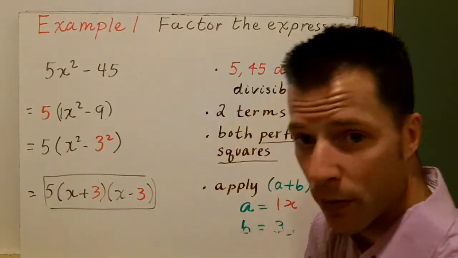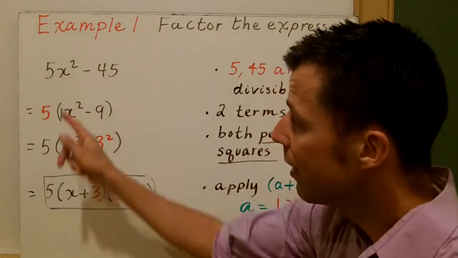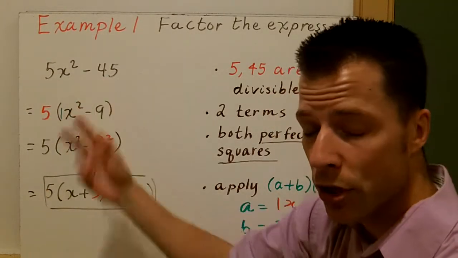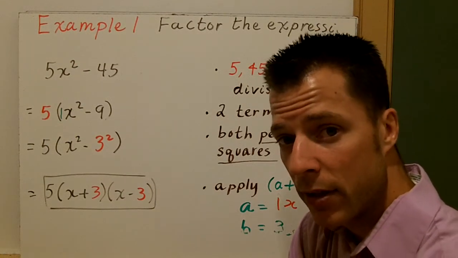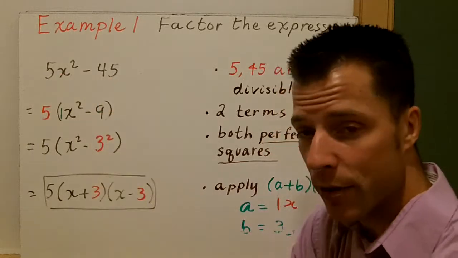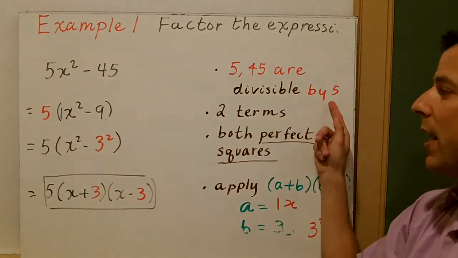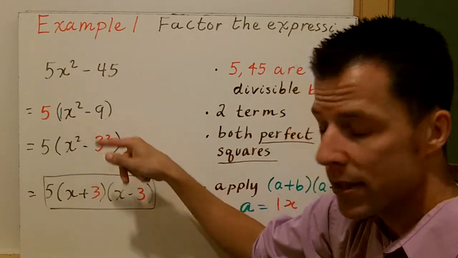Example one, we're going to factor 5x squared minus 45. Now 5 and 45 are not perfect squares, but there are two terms here, so immediately I want to think, ooh, difference of two squares pattern. But it's not, because those two numbers are not perfect squares, but they do have a common term. That common term is 5. So we factor out a 5, and I'm left with x squared minus 9.